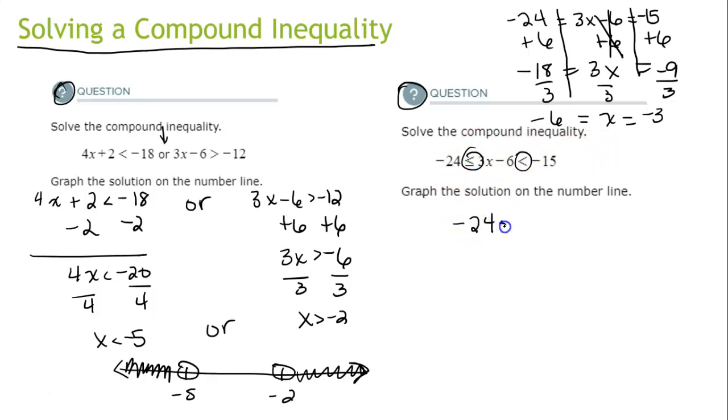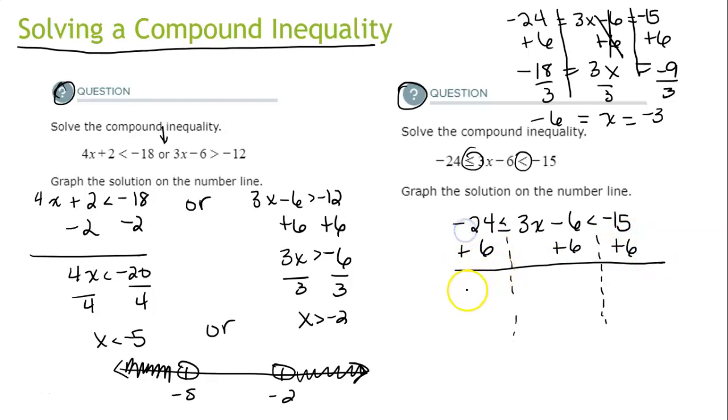So we're going to recreate this whole process. Our goal is to isolate x in the middle. You want to envision this as if there are 3 sections to your inequality, and you're trying to get x alone in the middle. Your first step would be to add 6 to each side. In this case, there are 3 sections. -24 plus 6 is -18. We bring down the less than or equal to, bring down the 3x, the -6 and the +6 cancel. -15 plus 6 is -9.